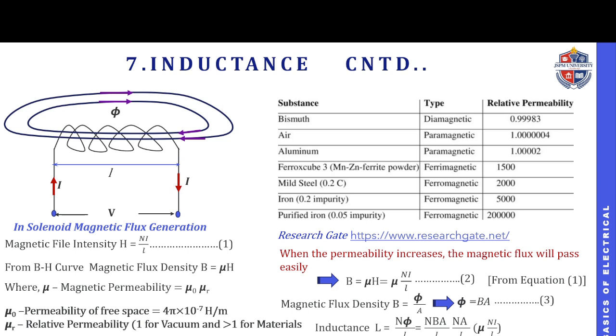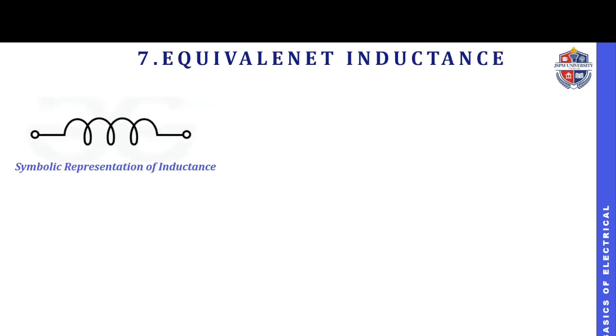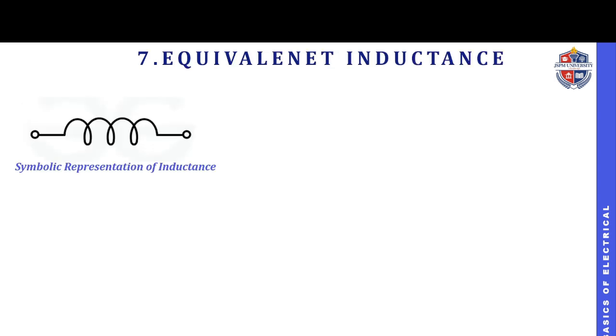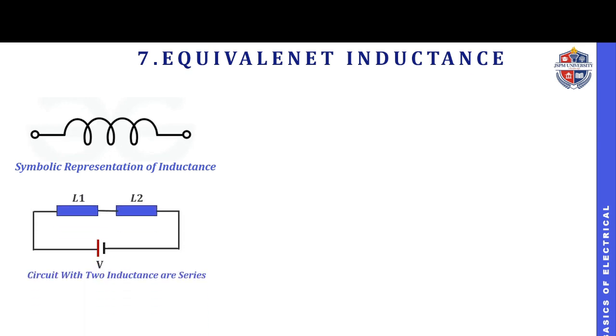Then let's see another one: the unit of inductance is Henry. Then let's see the equivalent inductance. Normally the symbolic representation of the inductance is like this. For our simplicity, I have taken it as a box. Two inductances, L1 and L2, are connected in series across the voltage V. Then what is meant by L equivalent? Like R equivalent, L equivalent is nothing but L1 plus L2.